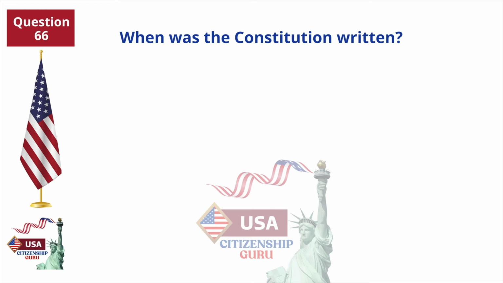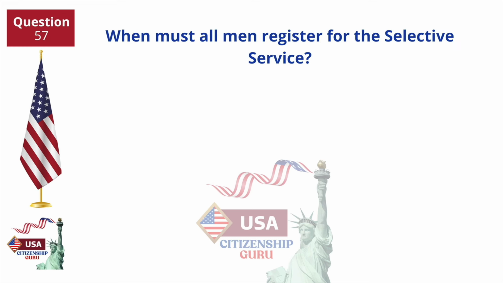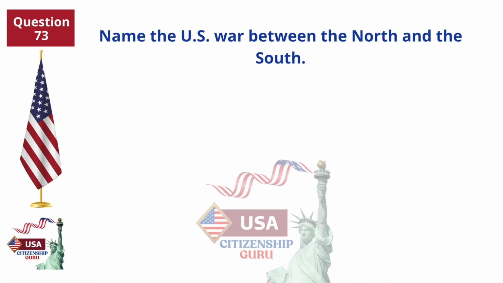When was the Constitution written? 1787. When must all men register for the Selective Service? 18. Name the U.S. war between the North and the South. The Civil War.